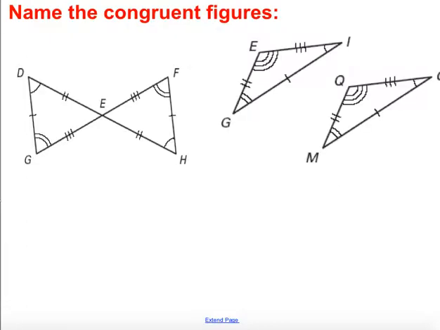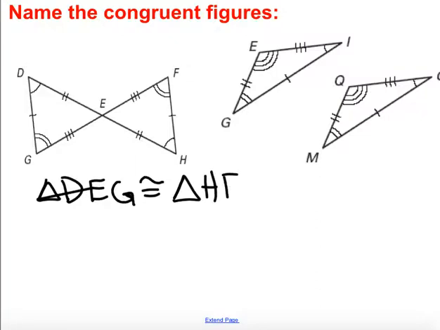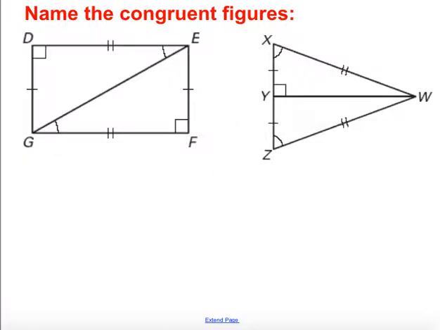Here are some others that we can name. I'll just do one of these. We could say that triangle DEG is congruent to triangle HEF. Make sure that you are going consistently through the triangles. And you can try some of these out on your own.